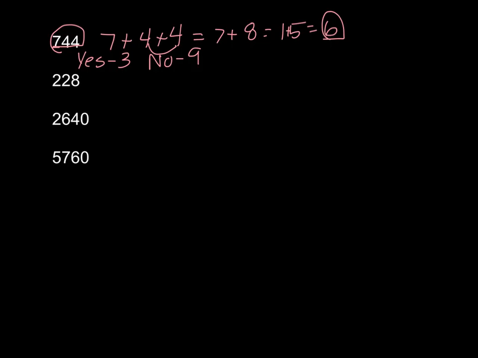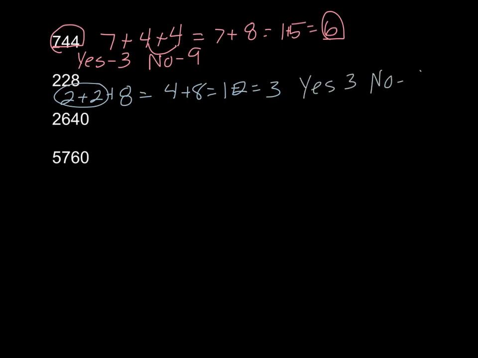Let's look at 288. 288, we're adding the digits 2 plus 2 plus 8. 2 plus 2 is 4 plus 8 is 12. Still not done, so we need to add 1 plus 2 is 3. So again, this one is yes for 3, but no for 9, because 3 is divisible by 3, but not 9. Again, adding our digits, 2 plus 6 plus 4, and we won't need to add the plus 0 because it's not going to do anything. 6 plus 4 I know is 10, so 2 plus 10 is 12. Not done. Add 2 plus 1 is 3.